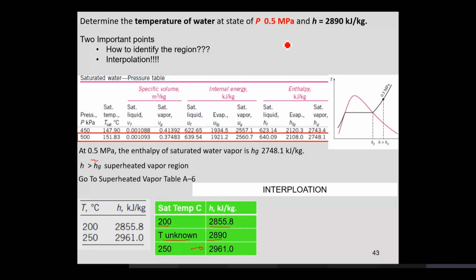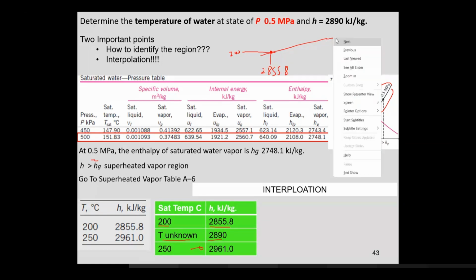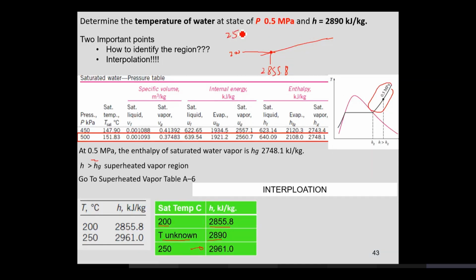All right. Now, linear interpolation means that, let's say I take this line, I know that for 200 degrees centigrade, my enthalpy value is 2855.8. And I know for, let's say, 250 degrees centigrade, my enthalpy value is 2961.0. There is some temperature value T for which the enthalpy is 2890.